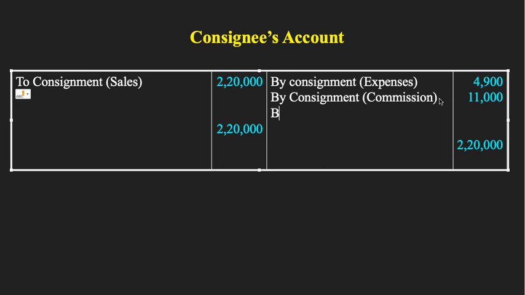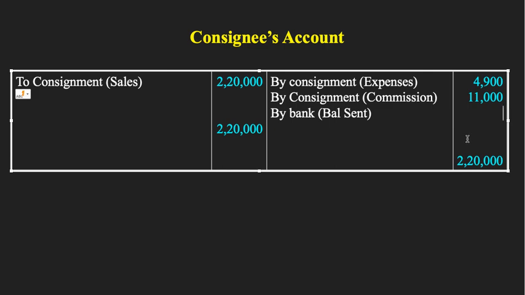We are going to write down by bank, that is, balance sent through bank. Balance sent. How much is this? This is 2,20,000 minus 11,000 minus 4,900, and the total amount is 2,20,000. And 2 lakh and 4,100, right? So this is how we are going to close it.